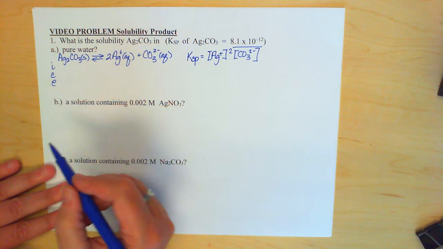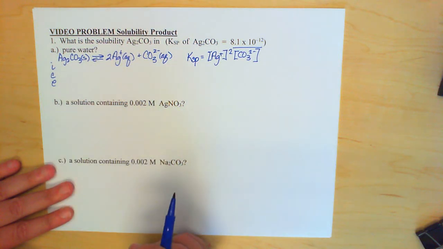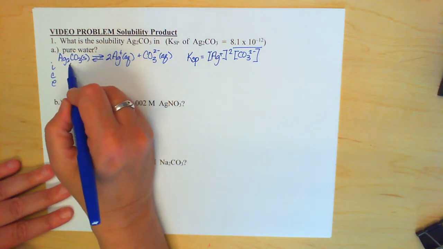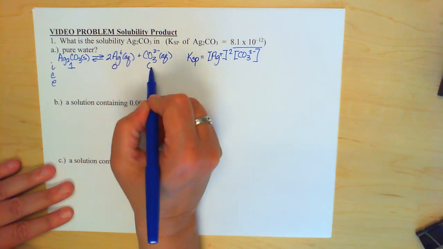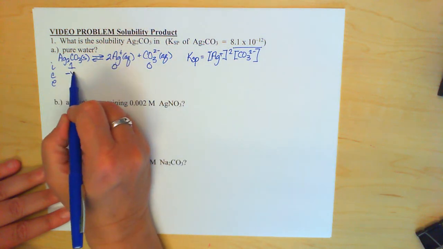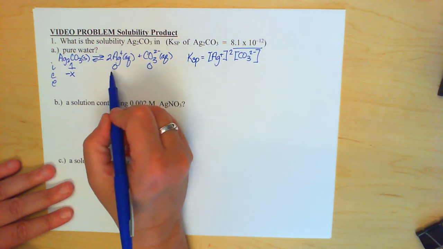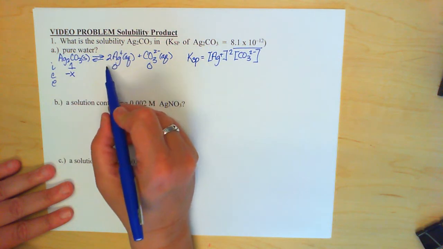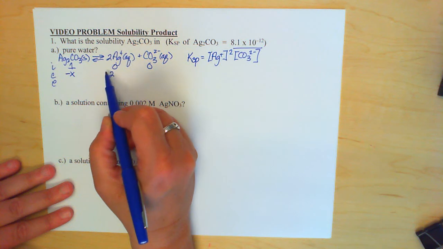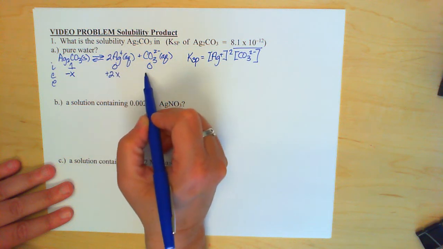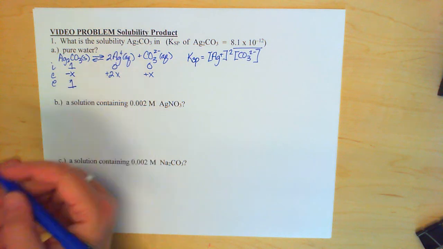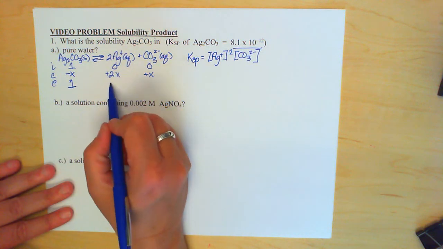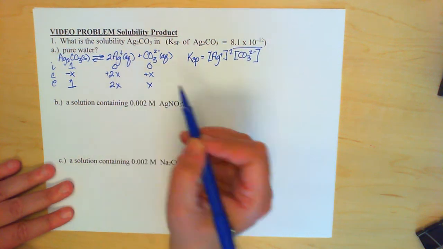So initial, change, and equilibrium. So initially we have 1, which is pure solid, 0 and 0. Then we're going to lose X amount. We're going to dissociate. Now because silver has a coefficient of 2, we're going to gain 2X, and we're going to gain X of carbonate. So at equilibrium, since we still have solid, we're at 1, 2X and X.